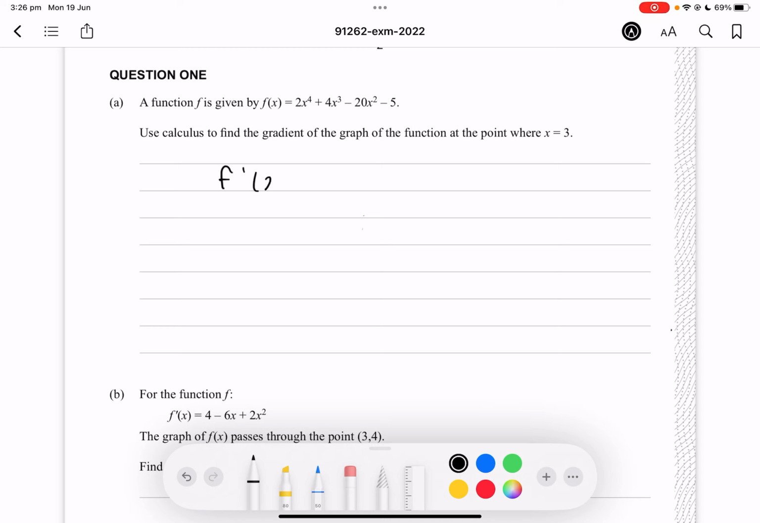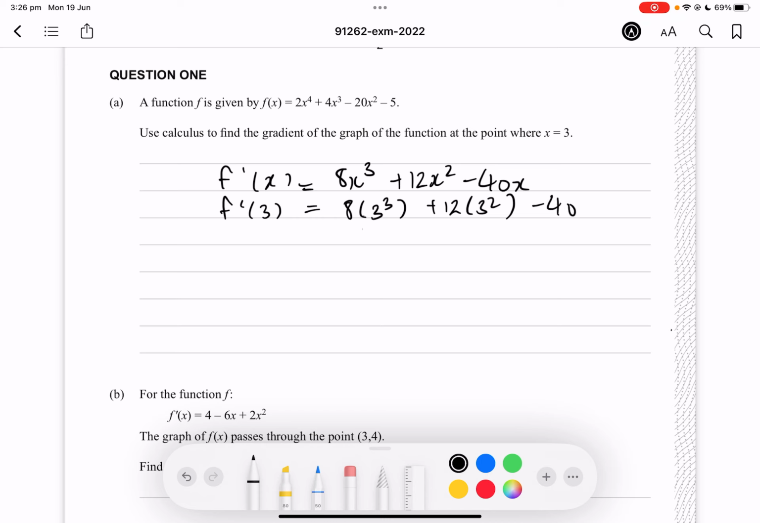So f dash of x is equal to 8x to the power 3 plus 12x squared minus 40x. And that's it. So we're going to plug in the point x equals 3. So f dash of 3 is equal to 8 times 3 cubed plus 12 times 3 squared minus 40 times 3. And if you evaluate this, we should get the answer as 204. And that will be our final answer to this question.